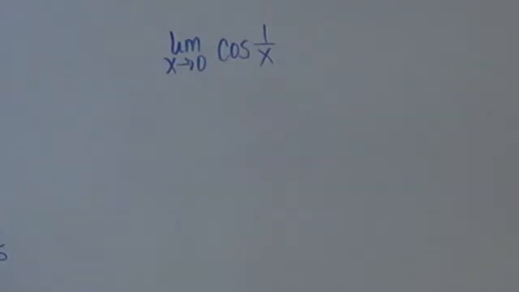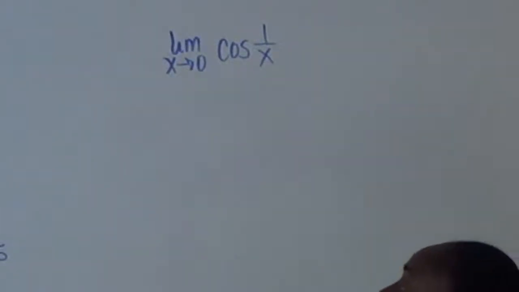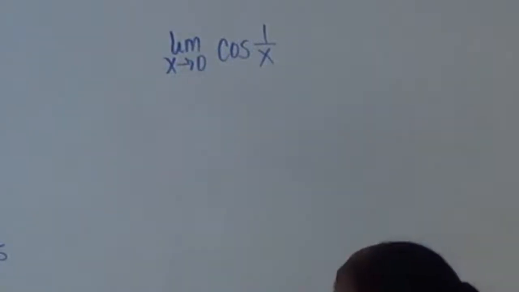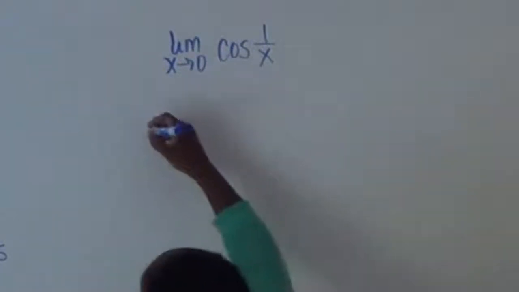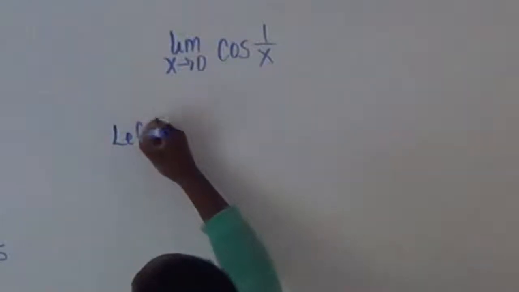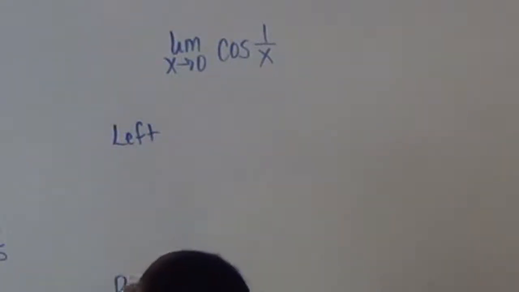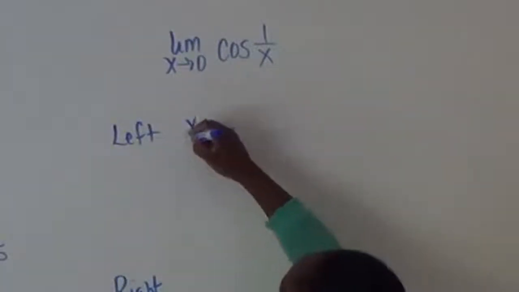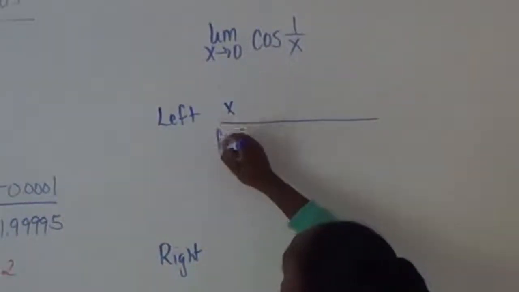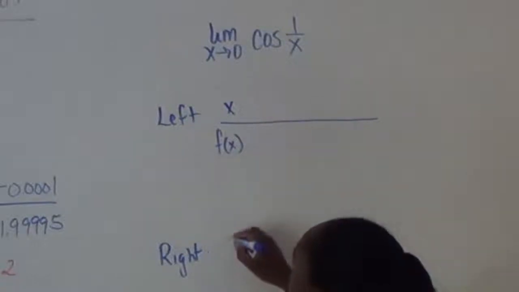Let's look at another one. For this one, we're looking at the limit as x goes to 0 of cosine of 1 over x. Again, like the other, I'm looking at something going to 0. This can happen for any number, but now I'm going to look at a trig function. The same thing is going to happen. I want to look at coming in from the left and again coming in from the right. For both of them, I want to pick some x values and find their corresponding function values.